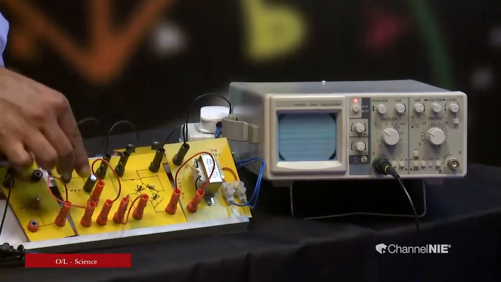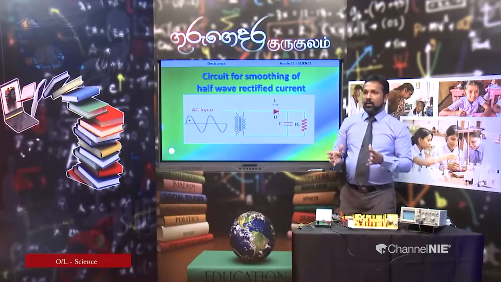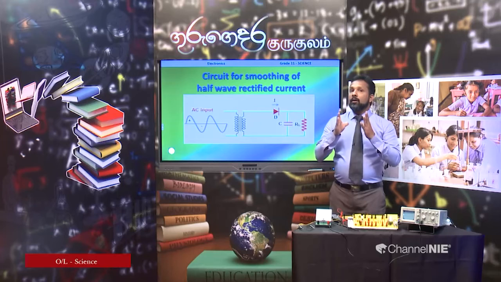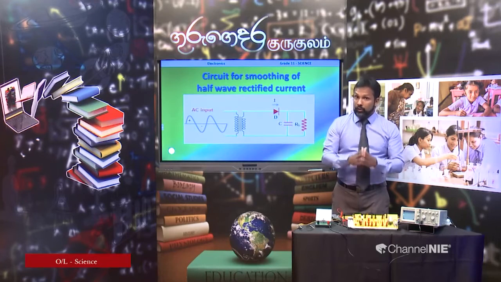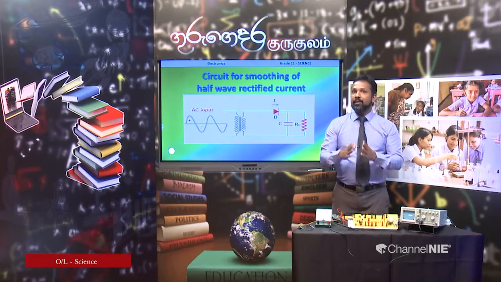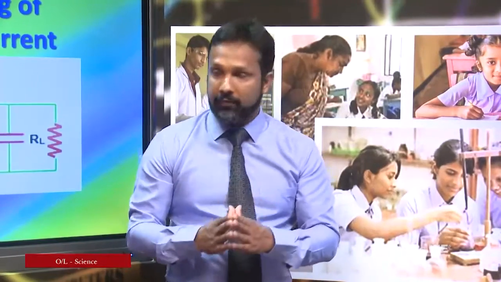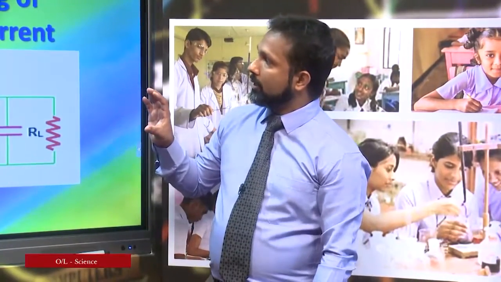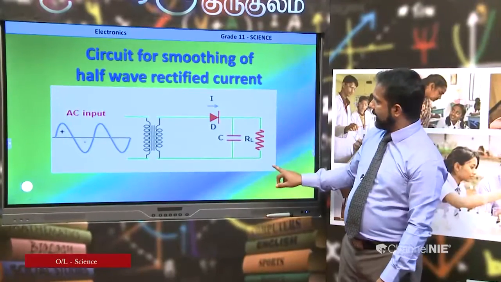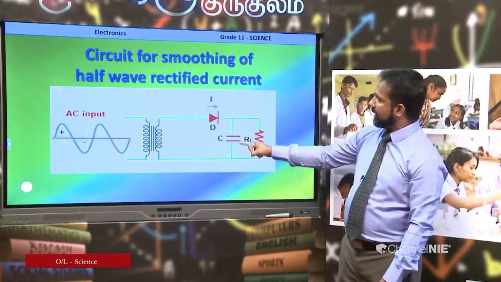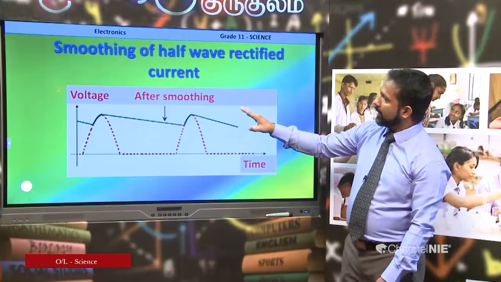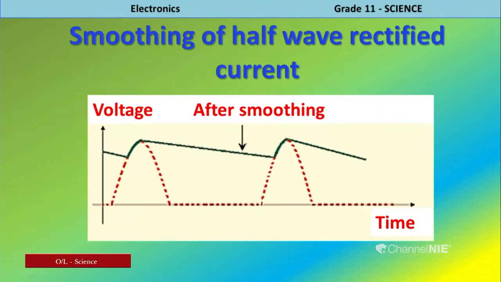Right. My dear children, you could study what is half wave rectification and full wave rectification. After that, smoothing of half wave rectified current and smoothing of full wave rectified current. This is the circuit diagram for half wave rectified current, and how do we smooth it? We must connect the capacitor parallel to the output terminals of the circuit. This is how we obtain the graph after the smoothing.